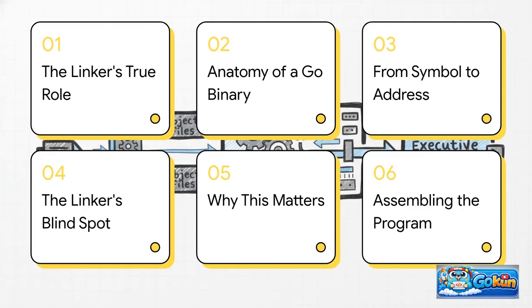So here's our game plan. First, we'll nail down the linker's real job. Then, we'll dissect a Go binary to see how it's structured. After that, we'll get into the magic, how the linker turns names into actual memory addresses. This next part is huge. We'll talk about the linker's blind spot, the stuff it literally cannot see. Then we'll connect it all back to why this matters for performance and debugging. And finally, we'll see how the entire program comes together.